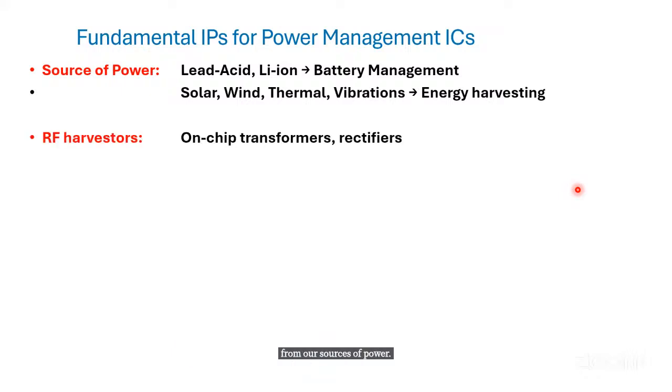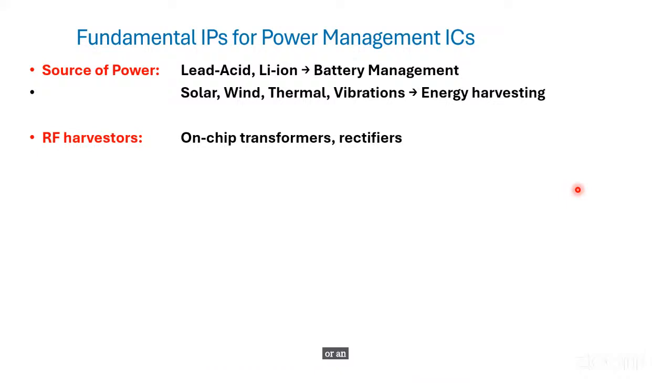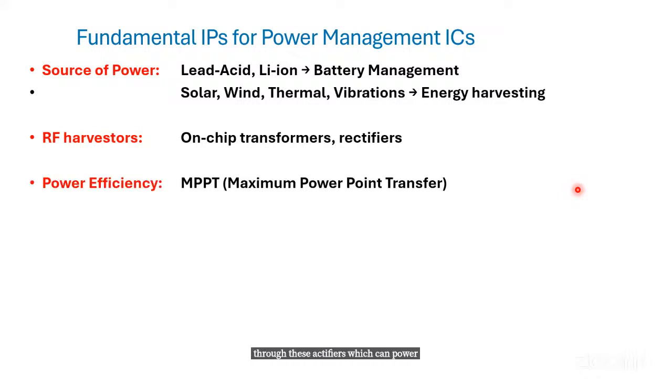And then while we have RF harvesters, we also want to build on-chip transformers and rectifiers to be able to convert an AC power, or an alternating power, into a DC source through these rectifiers, which can power our ICs.